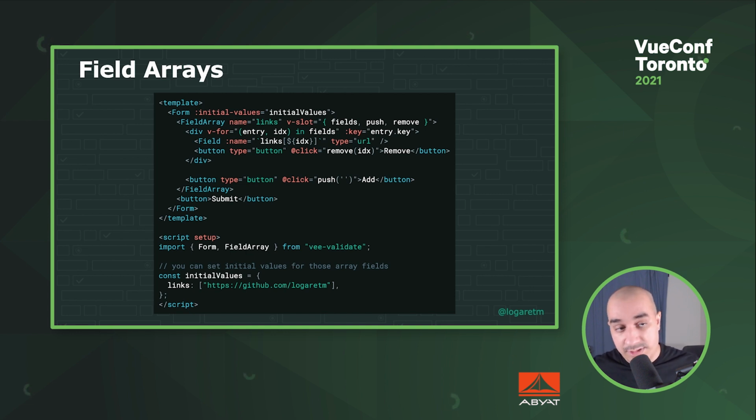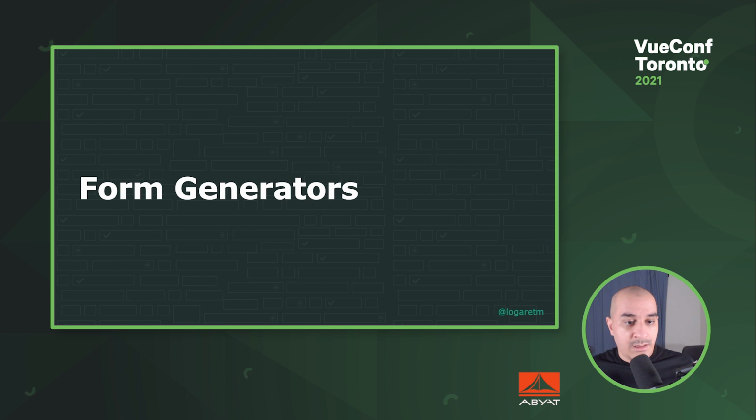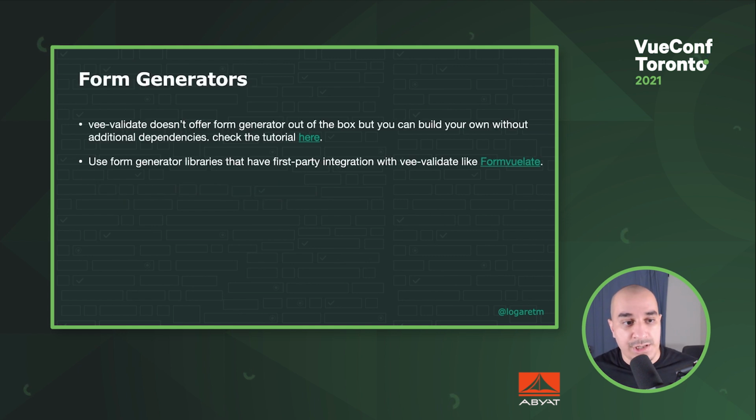So vee-validate will take that, wrap it in an object, create a unique ID, and add it to the array. So all of that is done for you. Now let's talk about form generators. While vee-validate doesn't offer a lot of utility for them, you can build your own. And there is actually an example in the documentation from start to finish on how to do that. However, you can use special libraries that are really good at doing so, and that have first-party integration with vee-validate, like Vueform.